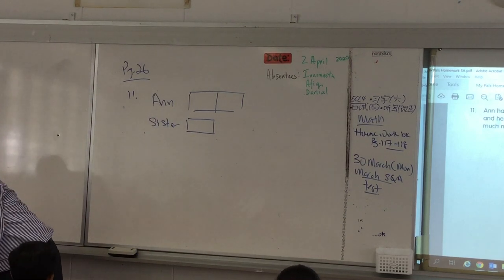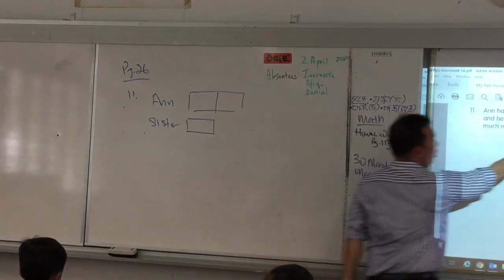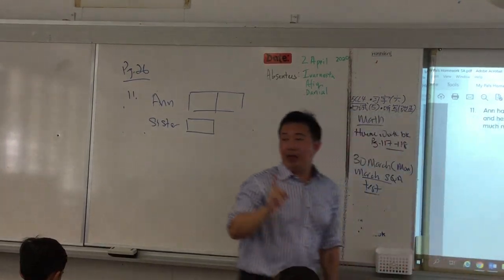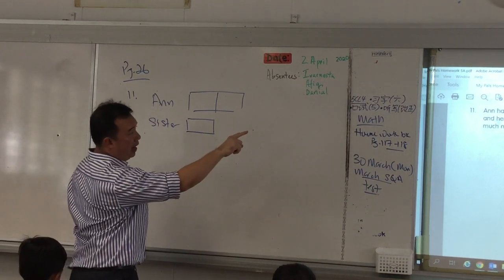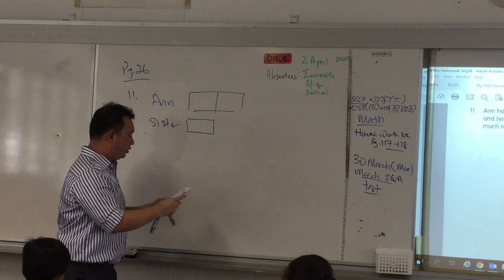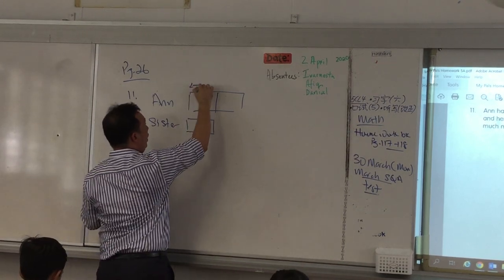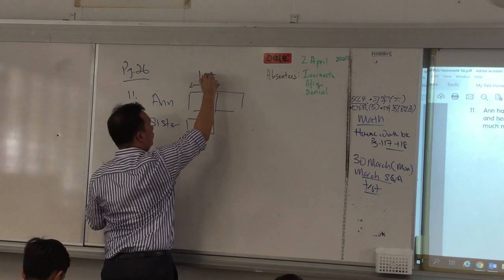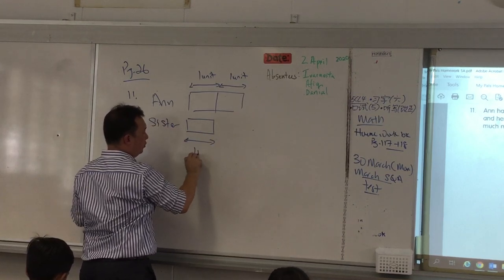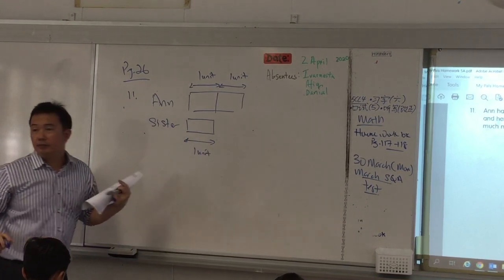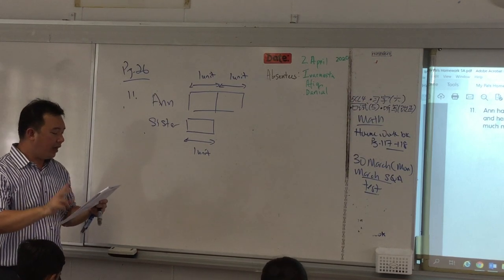Any one of you do not understand why? This is what the question mentioned, right? Anne had twice as much money as the sister. But this happens only when the mother gave Anne $20. So what I want you to do is take note that this is 1 unit. This is 1 unit. This is 1 unit. This is 1 unit. Now, this happens only when the mother gave Anne $20.